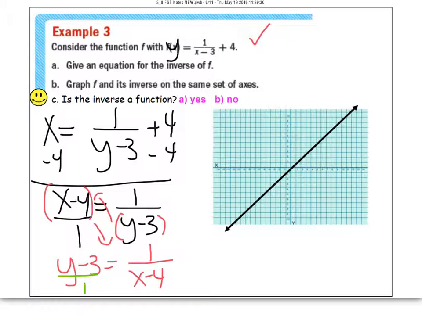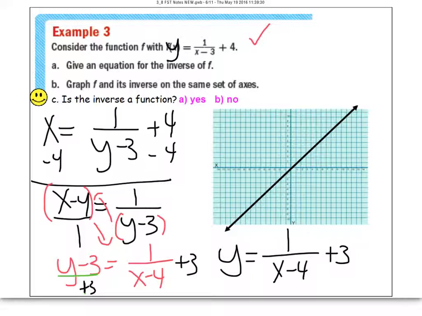This was written over 1, but really I don't need it there anymore. To get y by itself, just add 3 to both sides. So our equation is y equals 1 over x minus 4 plus 3. Now, you can put this in your graphing calculator. Be very careful when you type y equals. Type this, 1 divided by. You may need to use your parentheses here and then do plus 3 on the calculator.